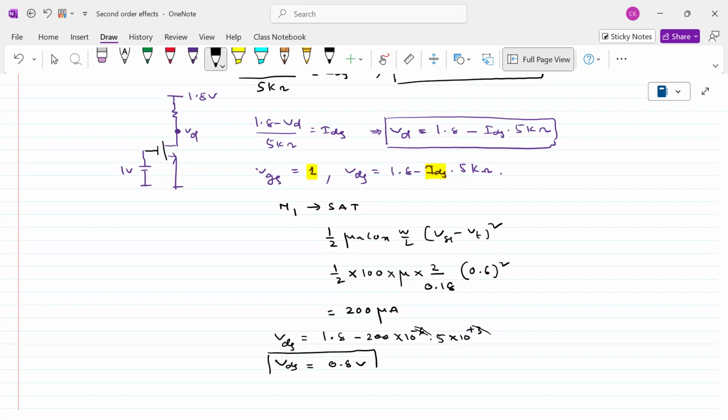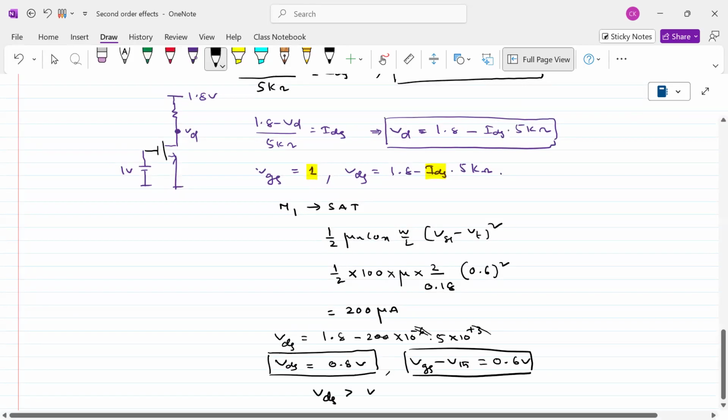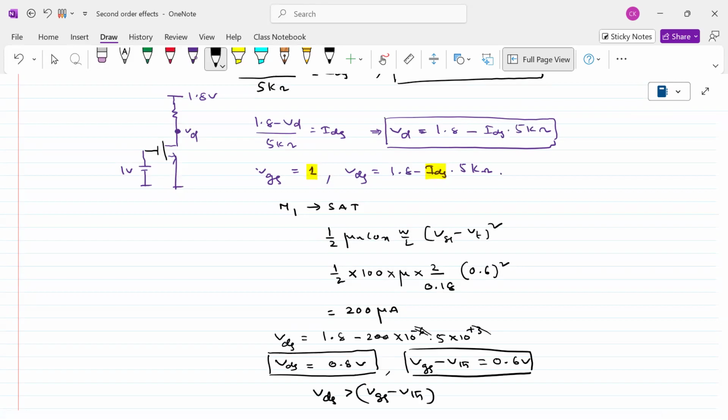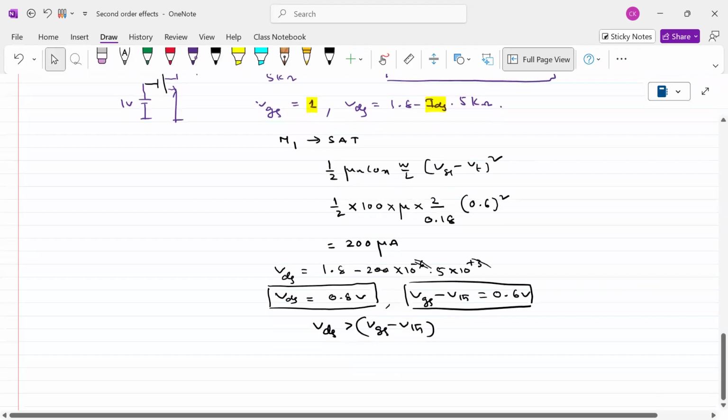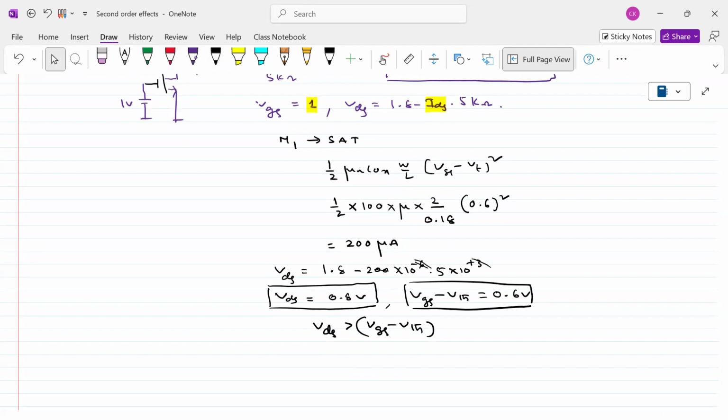Now we compare this VDS with VGS minus VTH. What is this value? 0.6 volts. So what we observe is that the VDS value is greater than VGS minus VTH. Therefore, is my assumption correct or not? Yes, my assumption is correct. Therefore, the MOSFET is indeed in the saturation region.